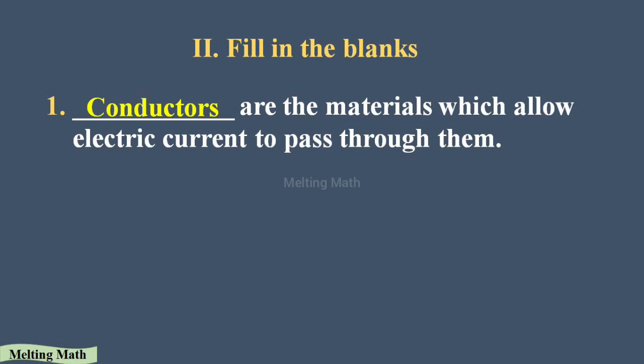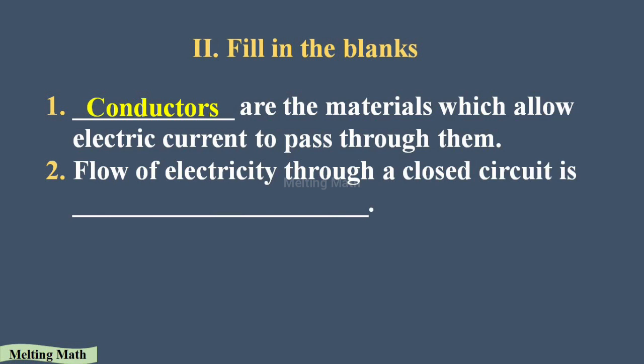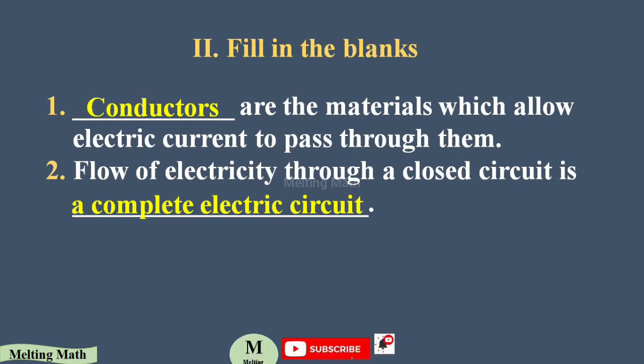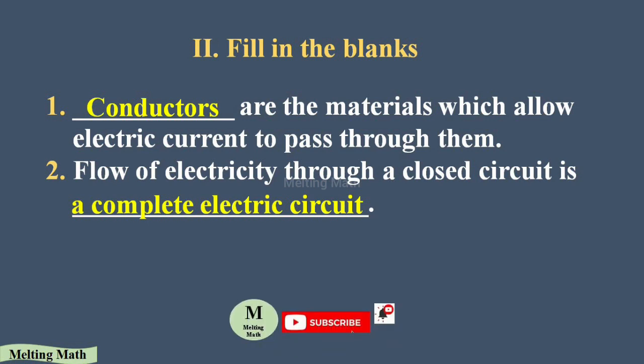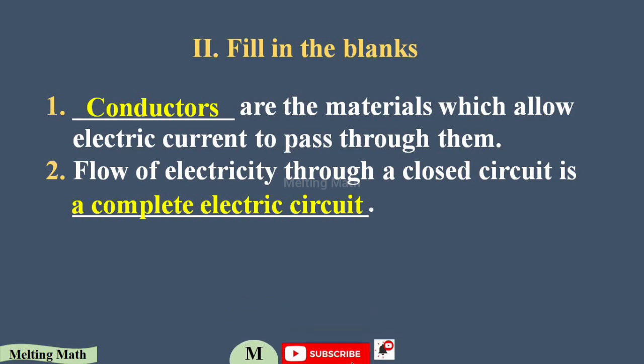Next, see the second one. Flow of electricity through a closed circuit is dash. So it is a complete electric circuit. Closed circuit, as we already discussed in the previous video, means that in the circuit the switch is on. If the switch is on, the flow of electricity is there through the wires.